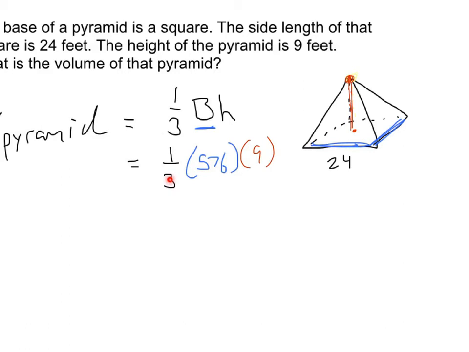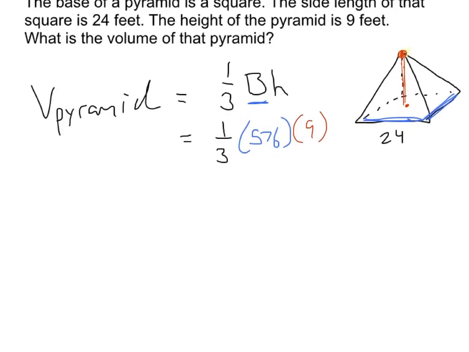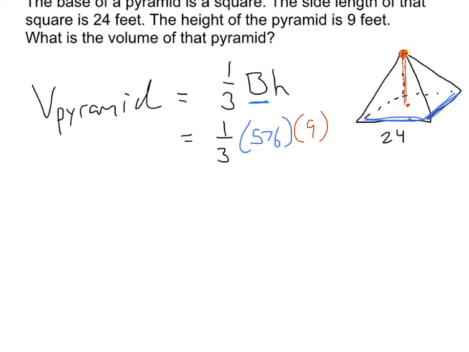So we have 1/3, base was 576, height was 9. Now we can just do 1/3 times 576. That would get you 192.